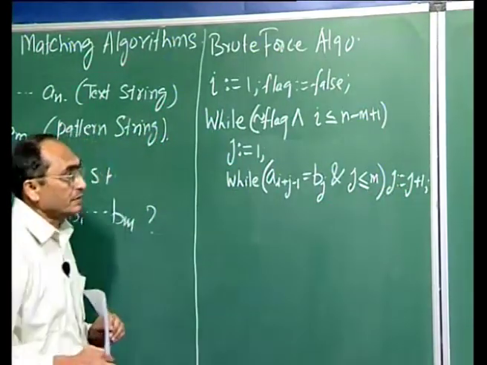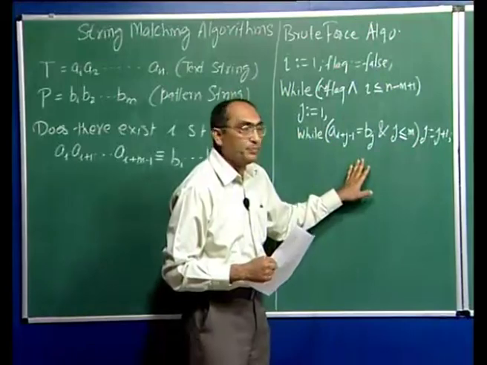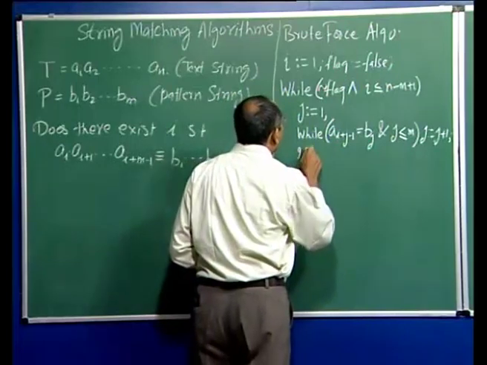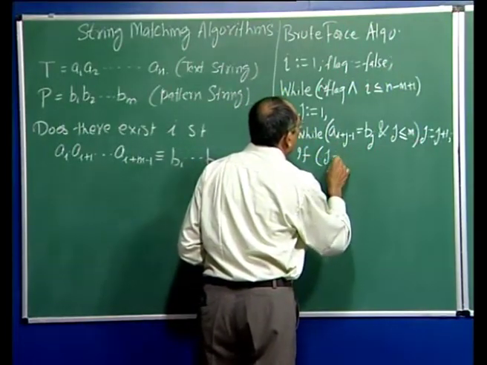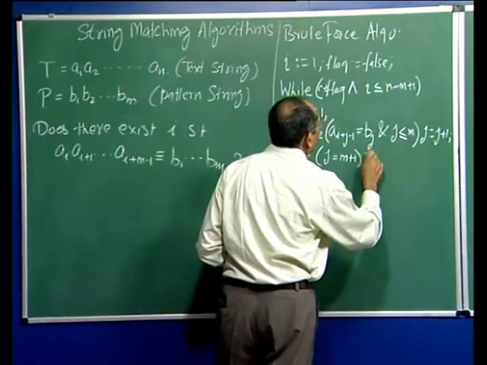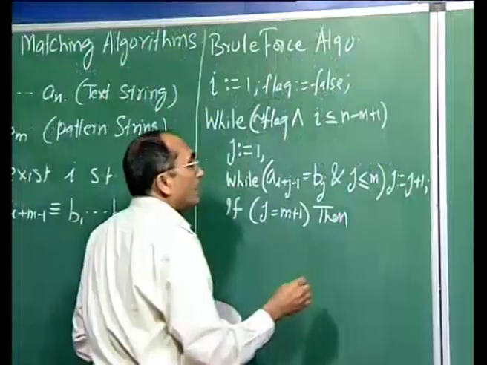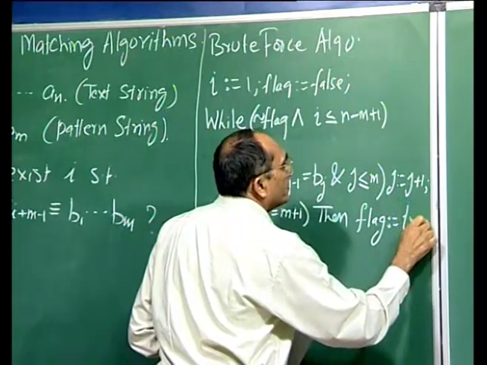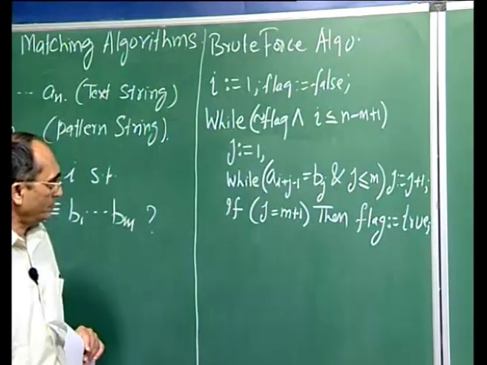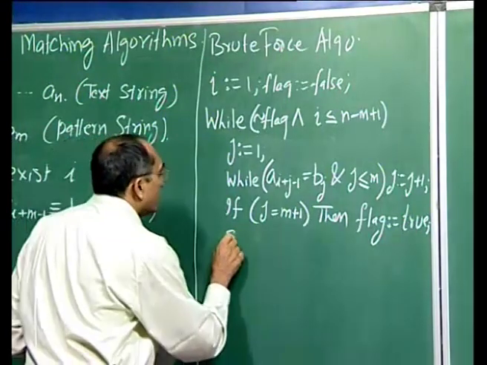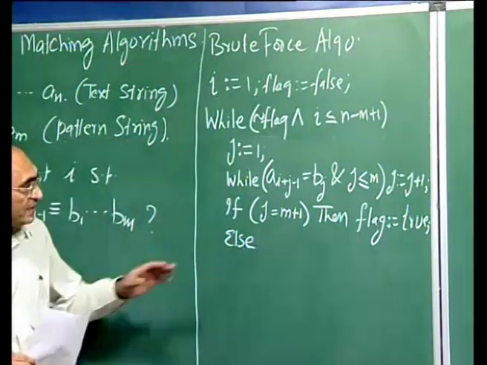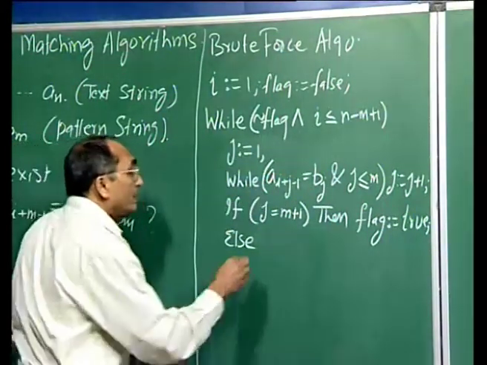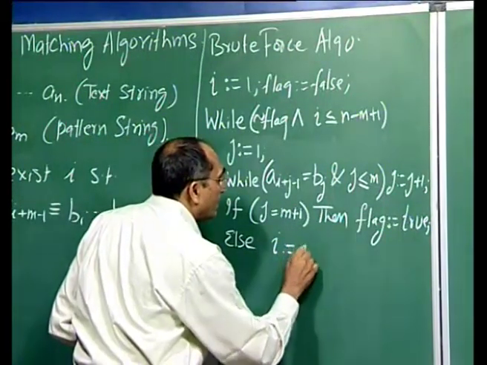When we come out of this, and if j value is m plus 1, then we know that we have matched all the m symbols. So, when we come out, if j is m plus 1, then we set our flag to true, else we have to start a fresh search starting from the next value, namely i plus 1. So, we will set our i to be i plus 1.